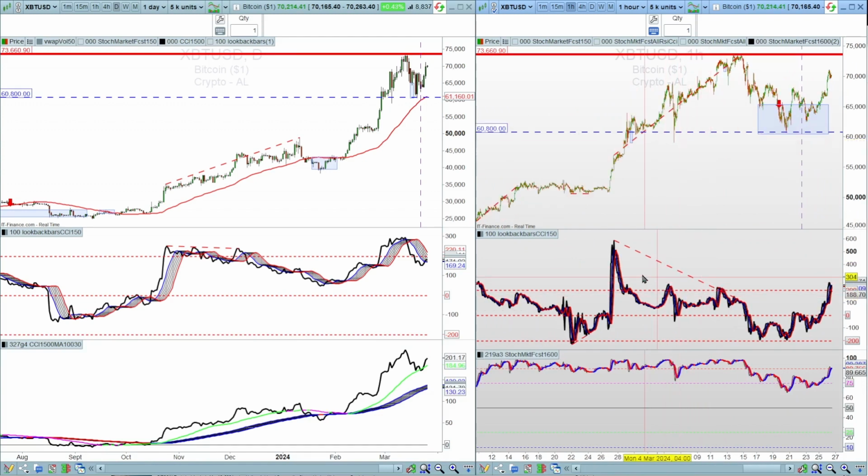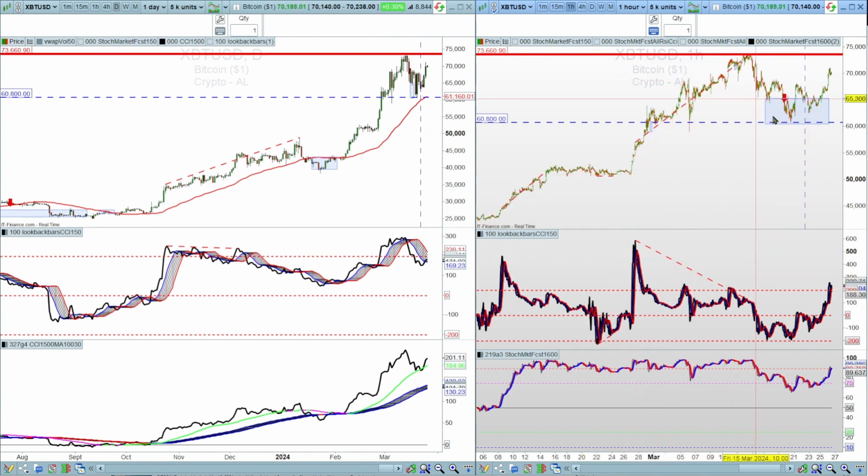Zooming in, you can see there we had a bearish divergence, lower highs on the CCI versus higher highs on the price, and eventually did come down and hit our target area. At that point, then bounced right off it as well.